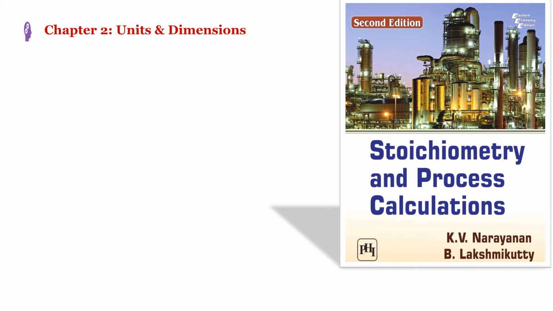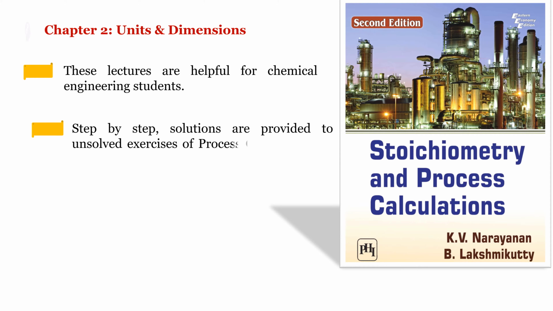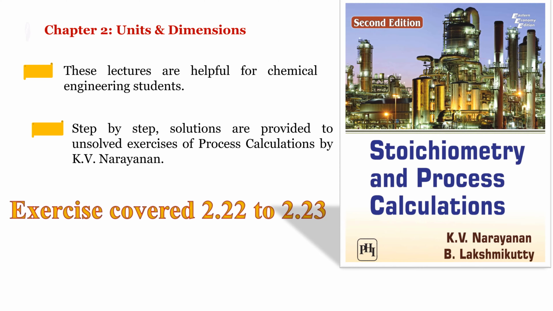In this lecture series, we will solve the unsolved problems of a famous book, Stoichiometry and Process Calculations by K.V. Narayanan. These lectures are helpful for chemical engineering students because process calculation is a core subject for the chemical engineering branch. During the lecture, a step-by-step solution will be provided. And in this lecture, exercises 2.22 and 2.23 from chapter 2, that is units and dimensions, will be covered.